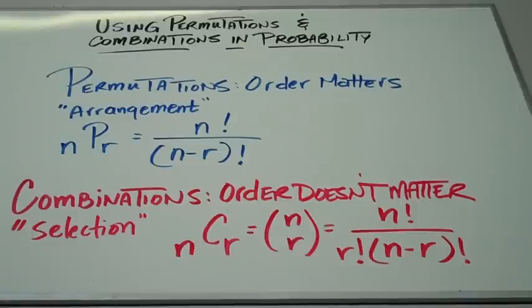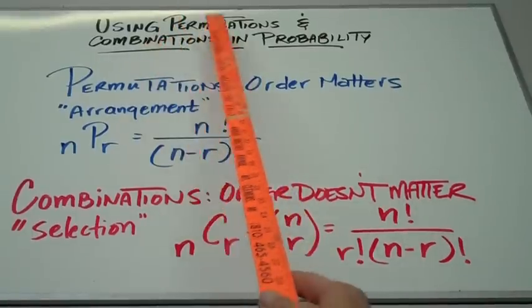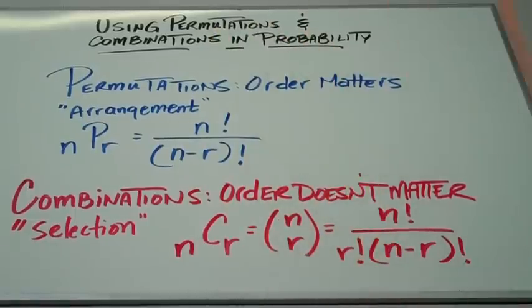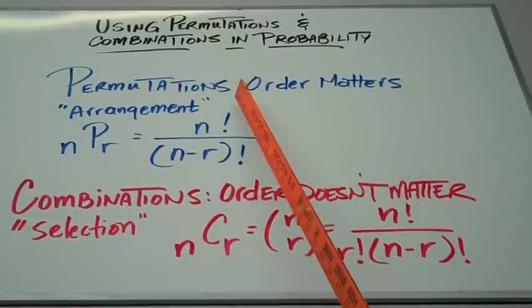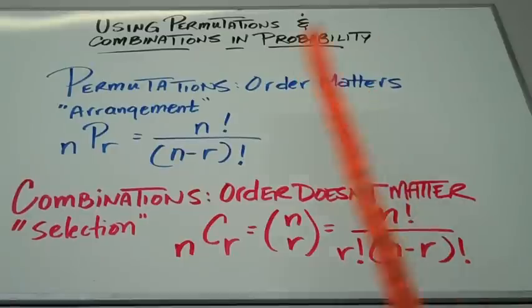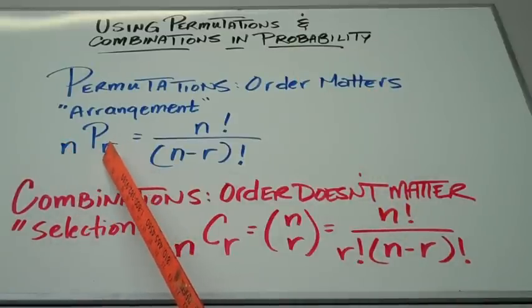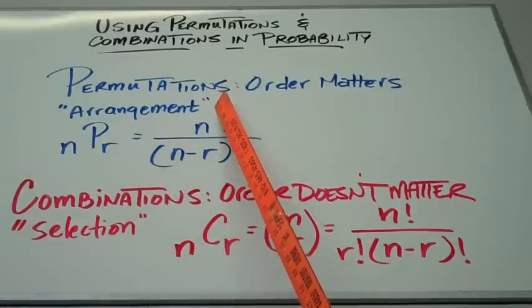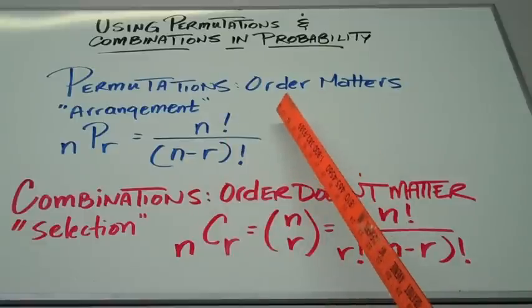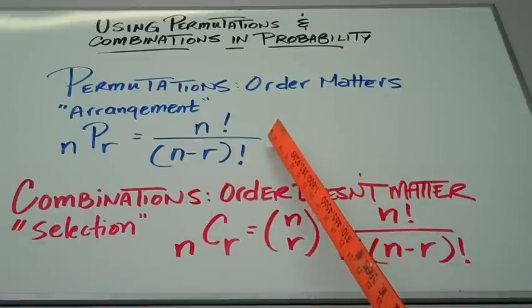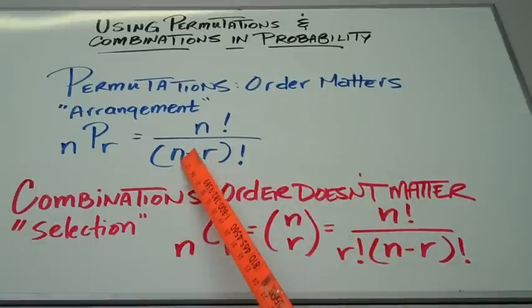Let's revisit permutations and combinations. Now we're going to be using permutations and combinations in probability. First we have to review what permutations are. Remember, with permutation, order does matter. If we're going to take n objects and select r of them in an arrangement, another word for permutation is arrangement, then we're going to have n factorial divided by n minus r factorial. Remember, subtract n minus r and then take the factorial.